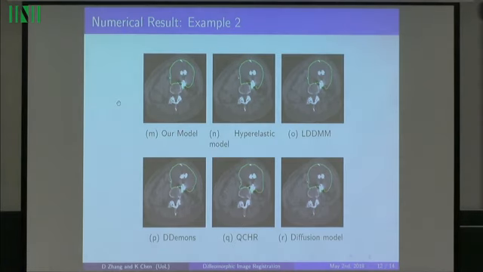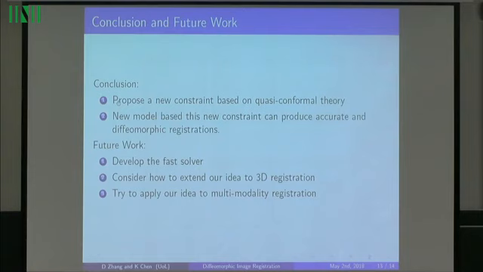And this is the result, and we can see our model can produce a slightly better result. Here, maybe the diffusion model can produce visually better results, but the mesh has folding and is non-diffeomorphic. So here we want to find the diffeomorphic registration and to produce accurate results.